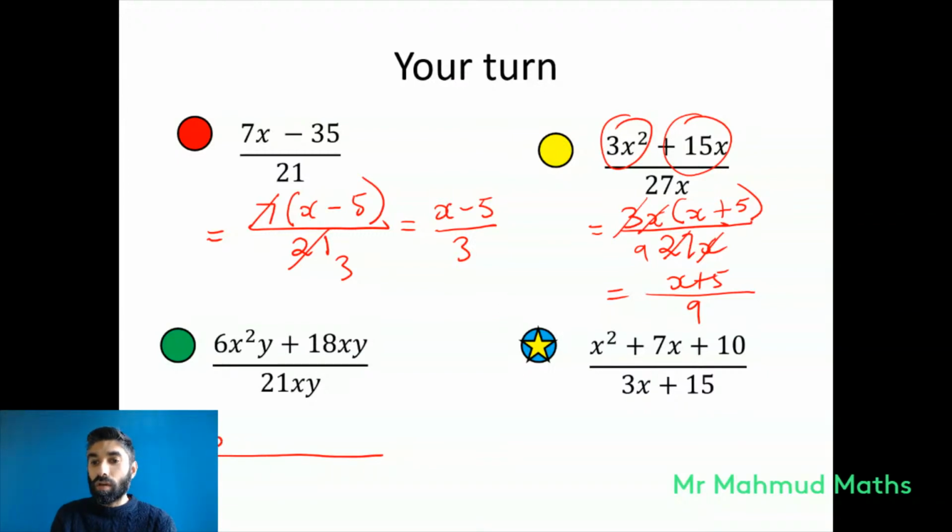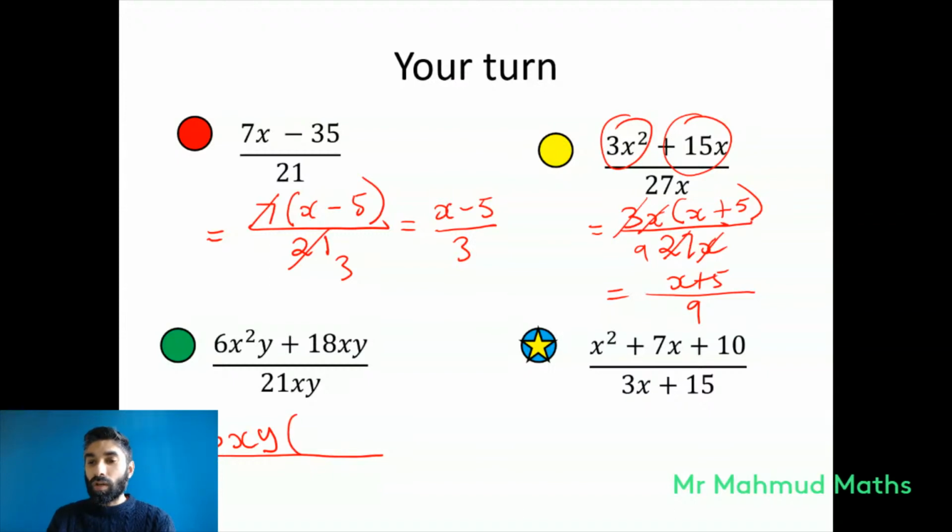6. What's the highest common factor of x squared and x? Sorry, yeah, x. And what's the highest common factor of y and y? Y. Yes, Josh, well done, Finn. We are getting this, aren't we?